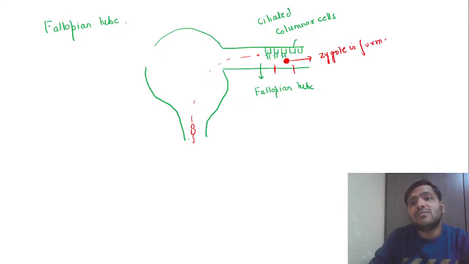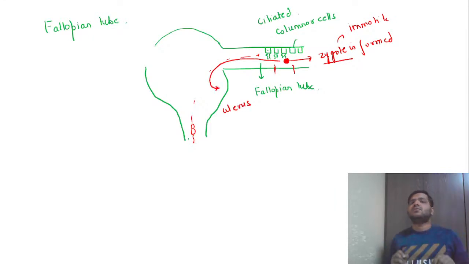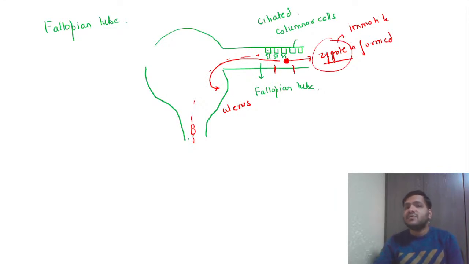Now zygote is an immotile structure. Zygote has to travel where? Inside the uterus. Now zygote तो immotile है, zygote के पास तो पैर नहीं है. So these are the cilia which help in the movement of zygote to the uterus.